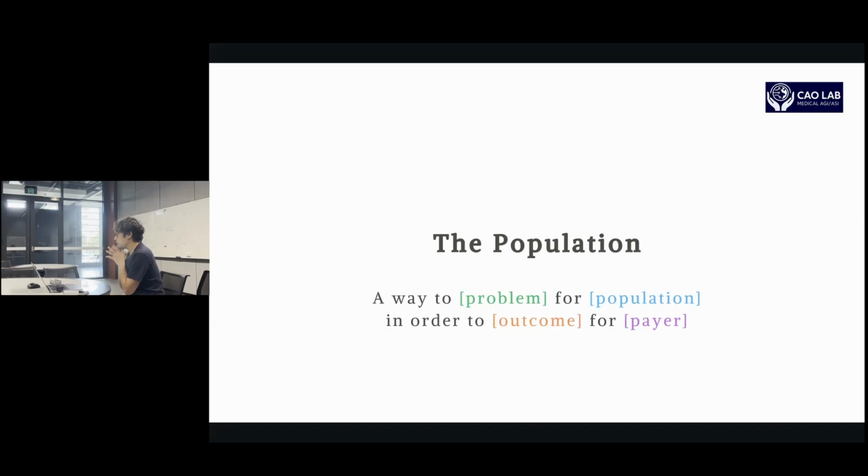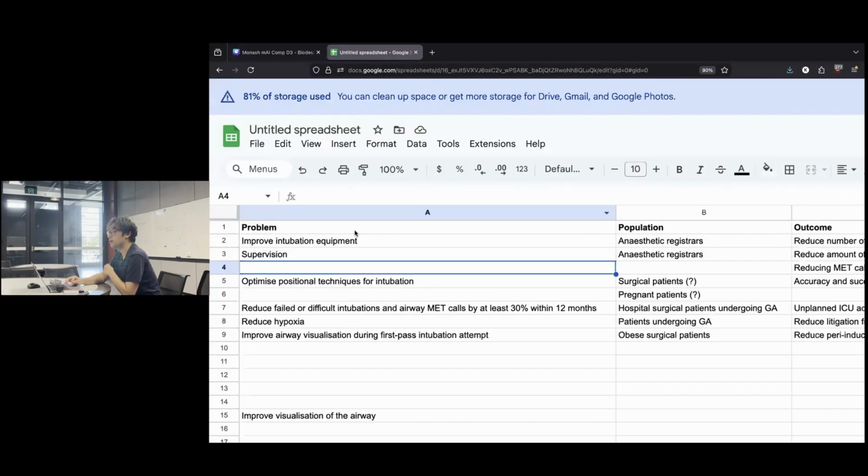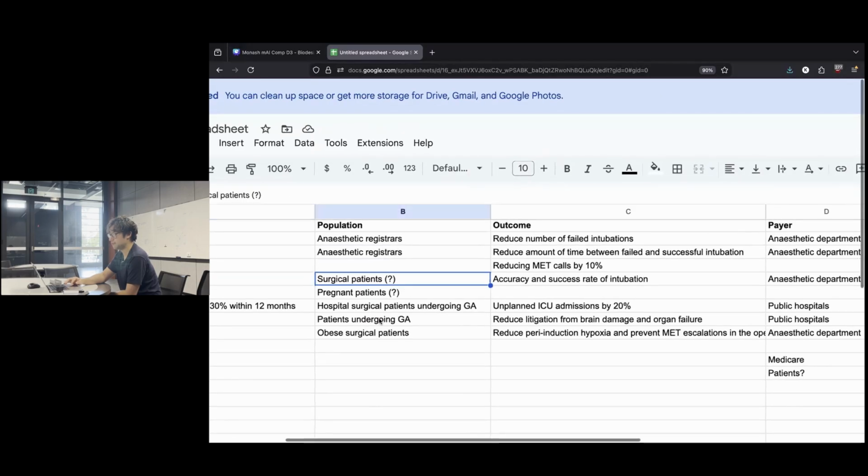Okay, so any questions before we move on to the population? Okay, so for the population, this is the patient population with a specific unmet clinical need, right? You can break this down in many, many different ways. So for example, say we have obese surgical patients, right?